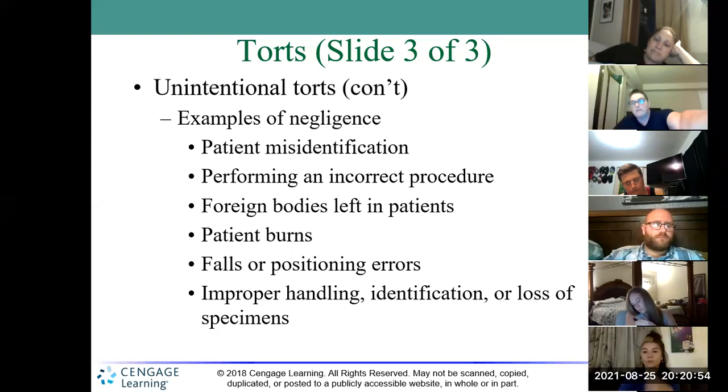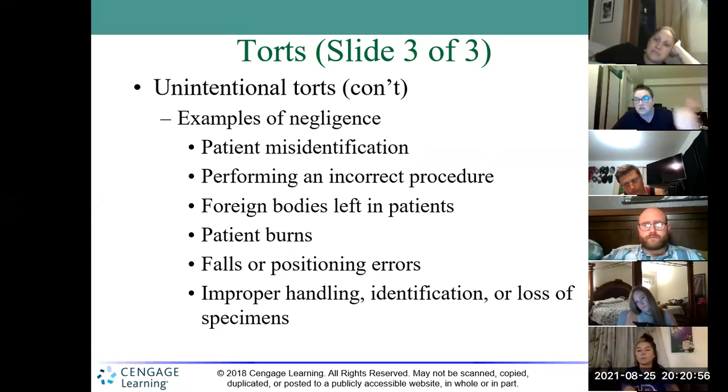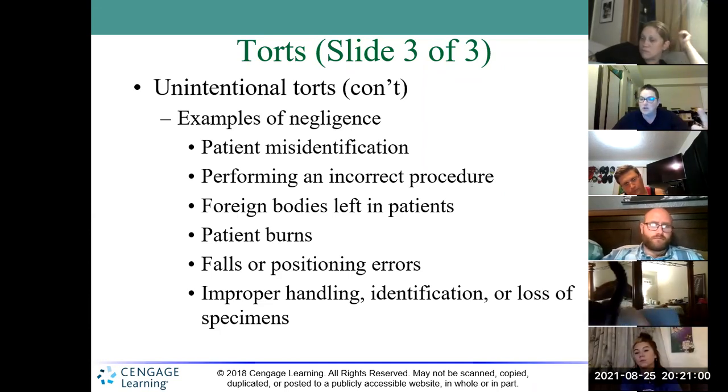Okay, we're in the timeout. You're identifying the patient, it's checked and double checked. You're identifying the surgical site, it's checked and double checked, multiple eyes on it, multiple checks. And then next is your count.